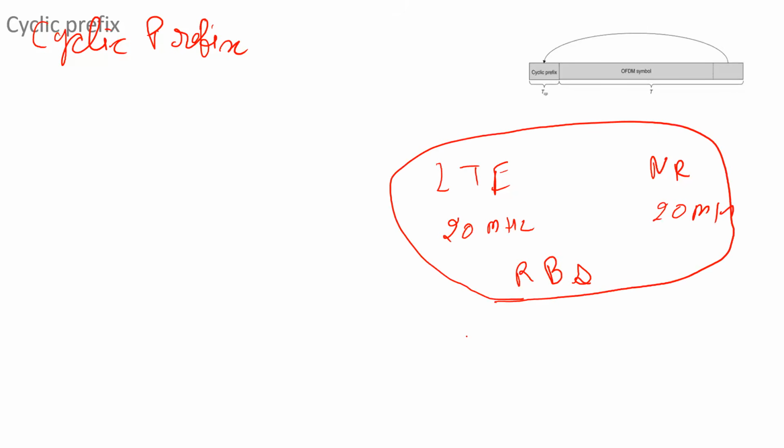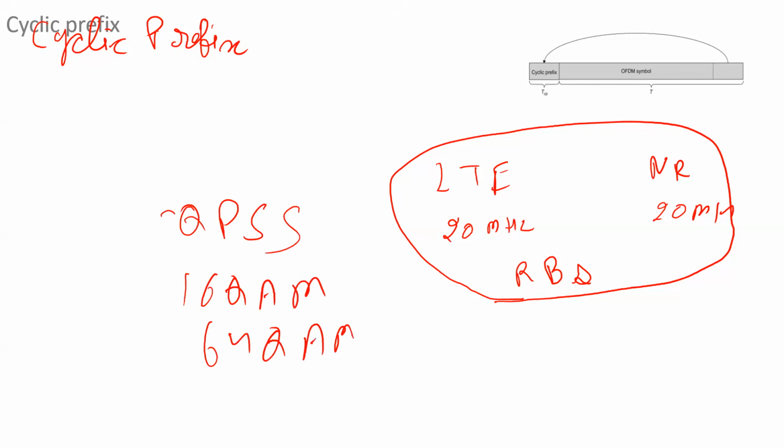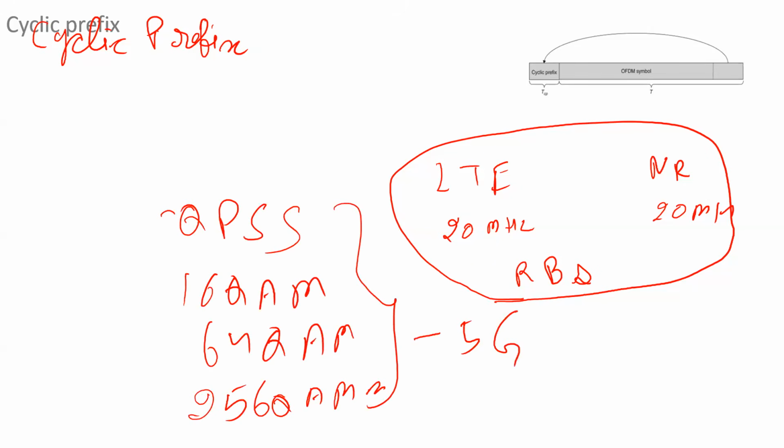Then the question asks, what kind of modulation is used according to 3GPP? As I said earlier, in case of 5G, we can use modulation QPSK, 16 QAM, 64 QAM, and 256 QAM. So these kinds of modulation we can use according to 3GPP in case of 5G.